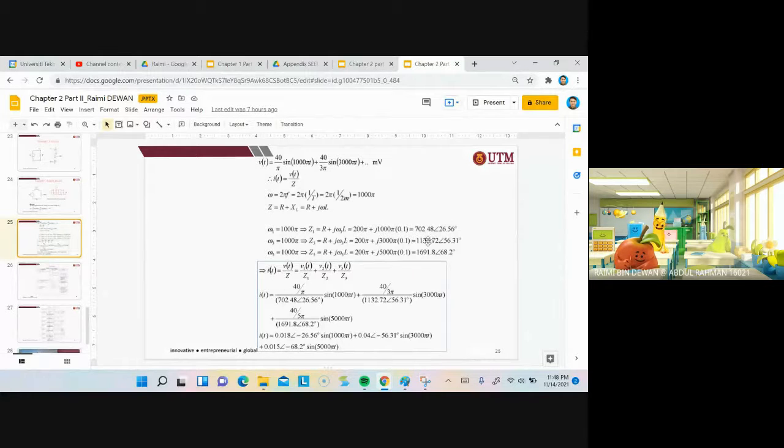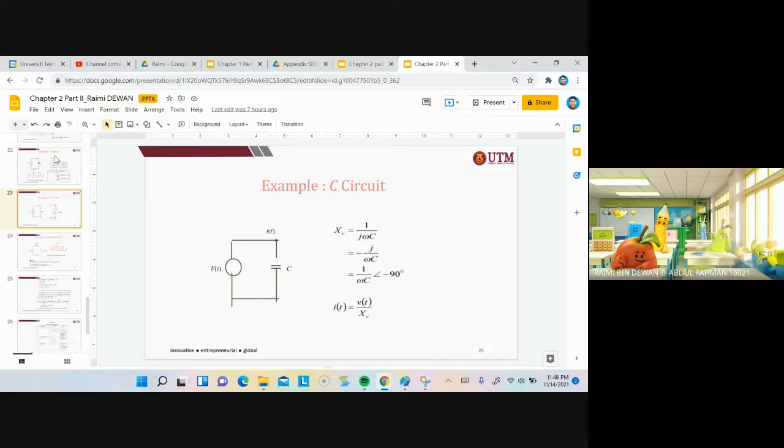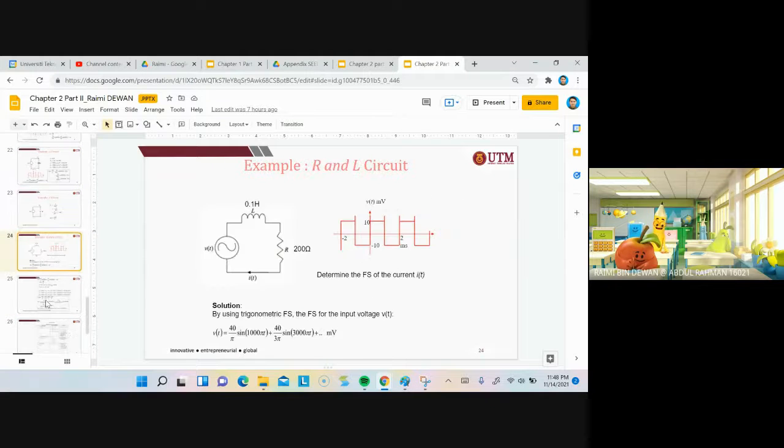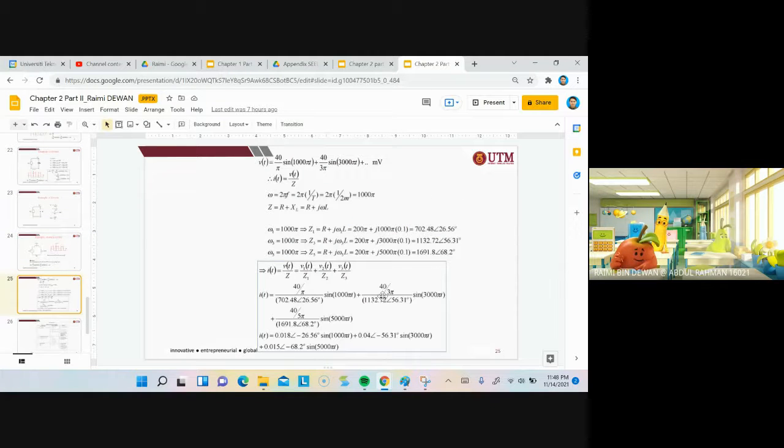Let's say the question is until the fifth harmonic. So you solve accordingly. I equals V1 over Z1, V2 over Z2, V3 over Z3, and so on. But for this one, for even it is 0, if we refer to the previous question. So 1, 3, 5, and so on. You see here 1000 pi t, 3000 pi t, 5000 pi t.